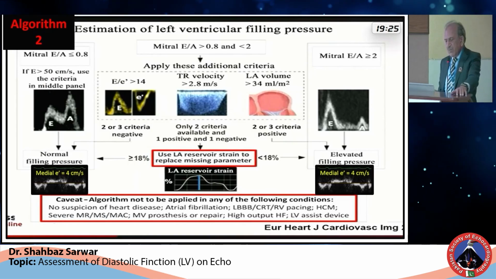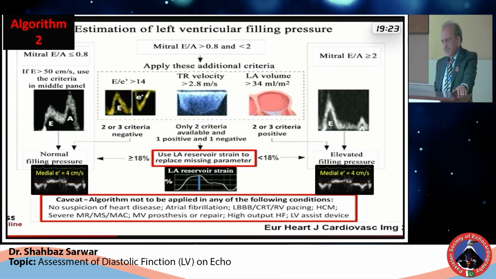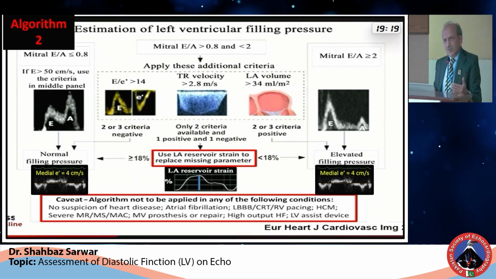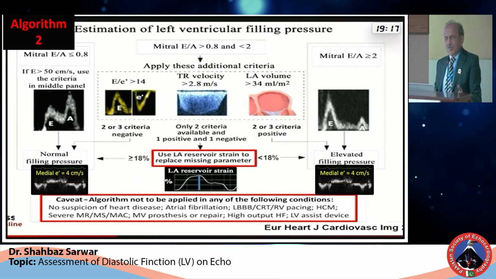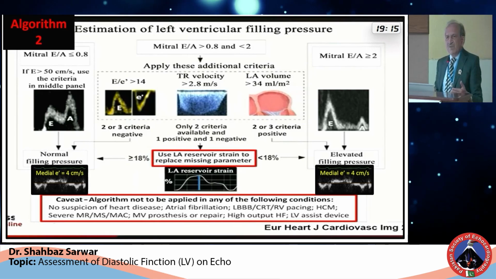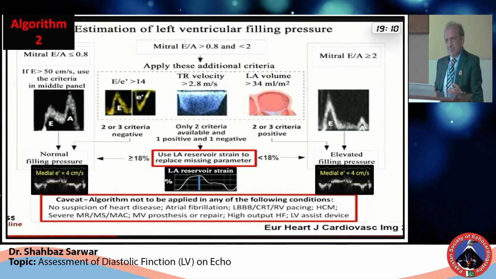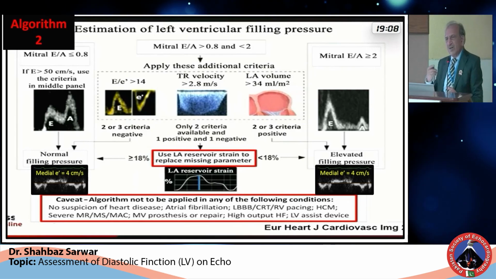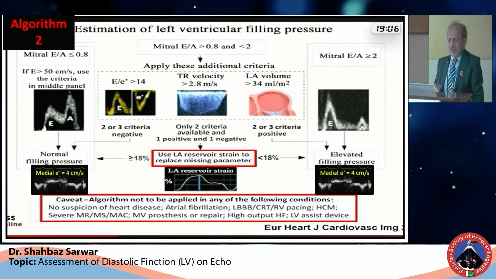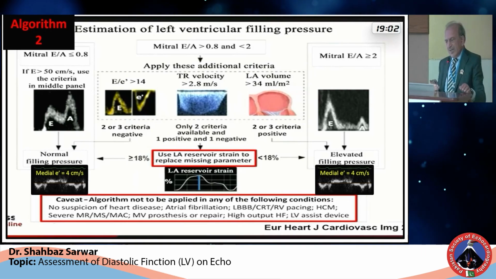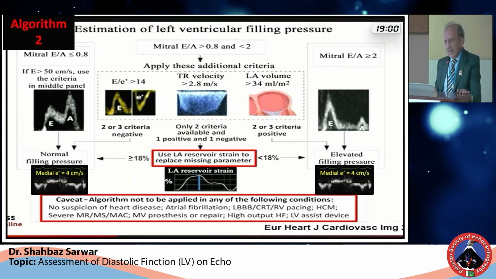Okay, then we move to the second algorithm. When you are learning, you are doing step by step, algorithm 1, algorithm 2. But when you are performing the things, then both algorithms come automatically in your mind, and you are defining whether diastology is abnormal and filling pressure is normal or not, because algorithm 2 is about the filling pressures.